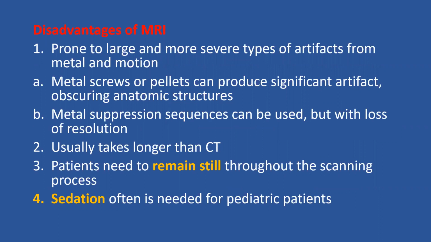So the disadvantages of MRI, it's prone to large and more severe types of artifacts from metal and motion. We know that if we have spine surgery with instrumentation, then it's really quite difficult to do an MRI. Metal screws or pellets can produce significant artifacts, obscuring anatomic structures. Metal suppression sequences can be used, but with loss of resolution. It usually takes longer than CT, and patients need to remain still throughout the scanning process. And in children, if you want to do an MRI, you need to sedate them. Some might do well with chloral hydrate, while others need general anesthesia.